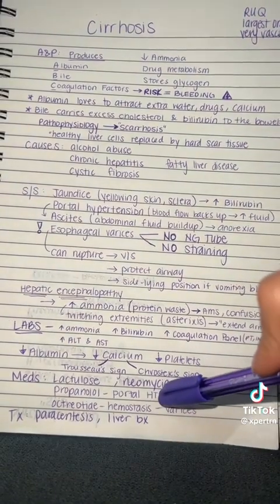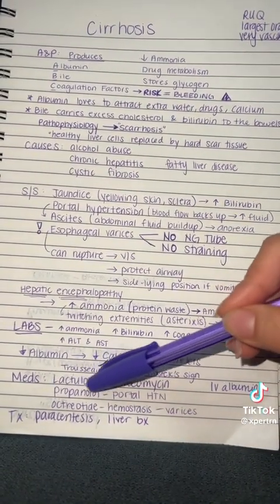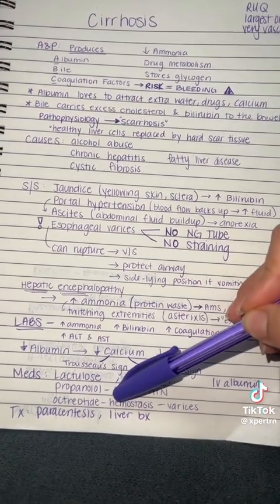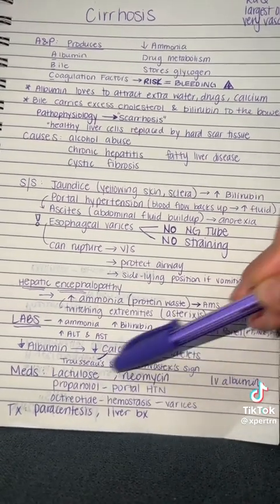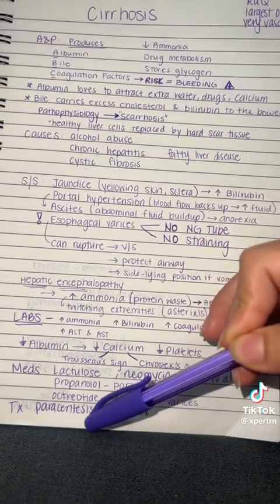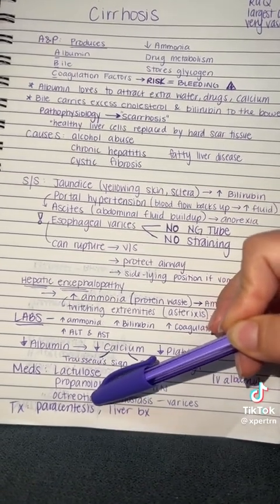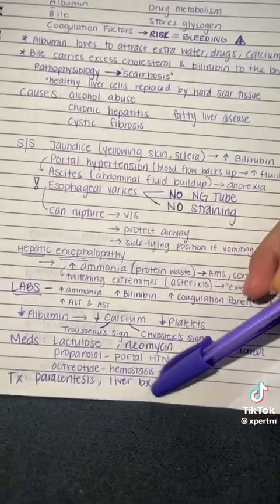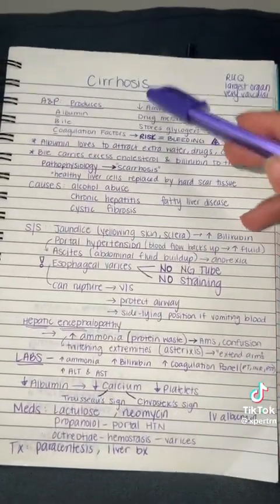Because of portal hypertension, patient may be on a beta blocker like propranolol. Octreotide, if the patient has varices and we want to cause hemostasis, they may receive that. If the patient has really bad ascites, we talked about a paracentesis to pull that extra fluid off of their abdomen.